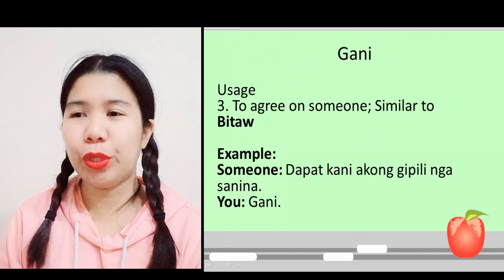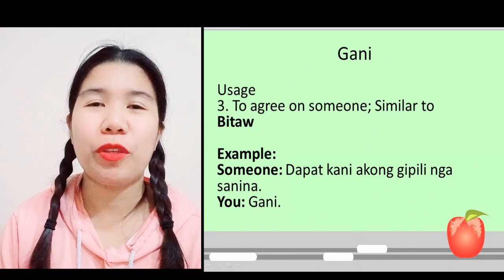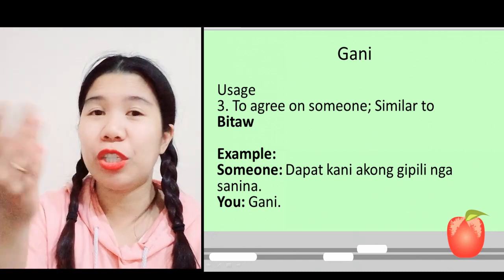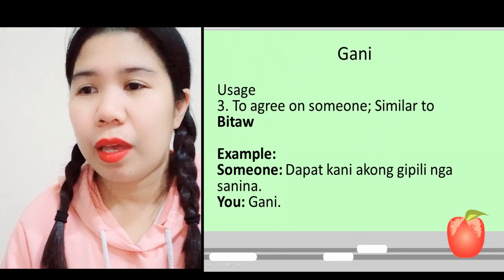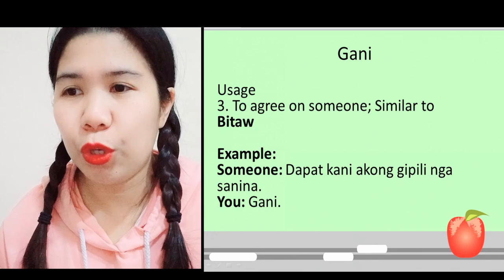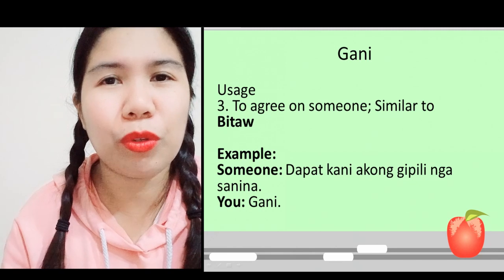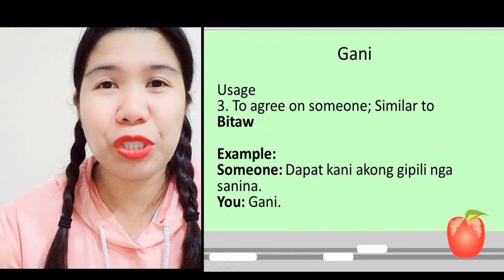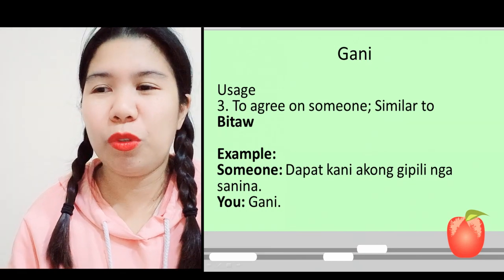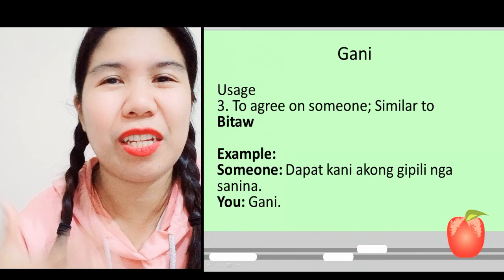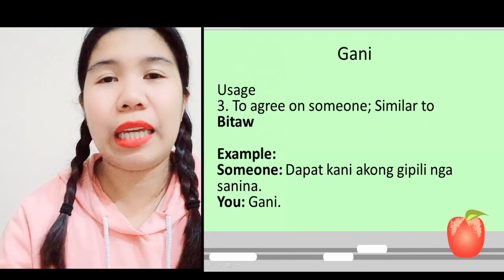And then you would reply gani, meaning you agree. You agree that you should have chosen or she should have chosen that dress. Actually, but the difference is a while ago, you are saying that you should have chosen that, but maybe your friend did not listen to you, and now she has realized that what you have said is okay, so you said gani, meaning you said it in a sarcastic way. Okay, so now that's the little difference between gani and bitaw.